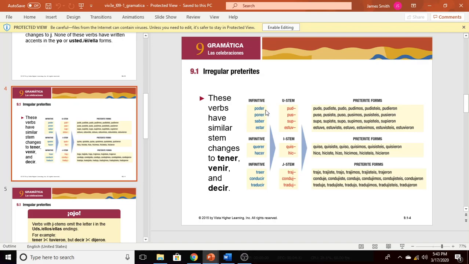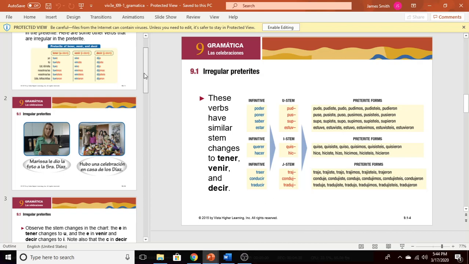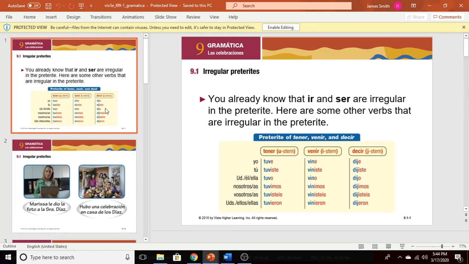A lot of people mix up poder and poner. Decir should go in here. They left out decir. They put it in later. You can see it right there. Decir is kind of the I group and the J group. Okay. So just note that these are irregular preterites. Here's decir done for us.